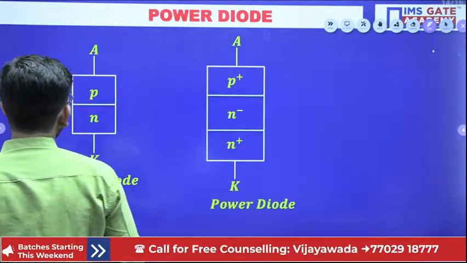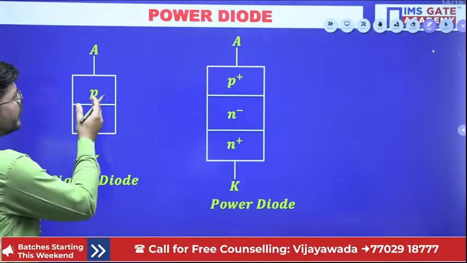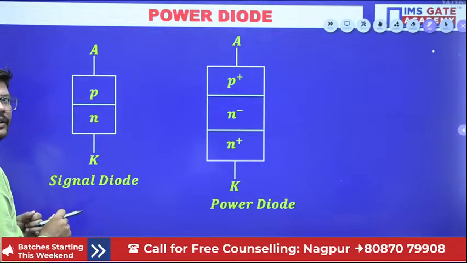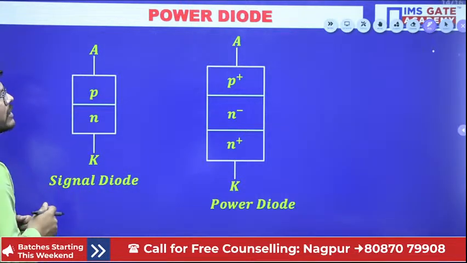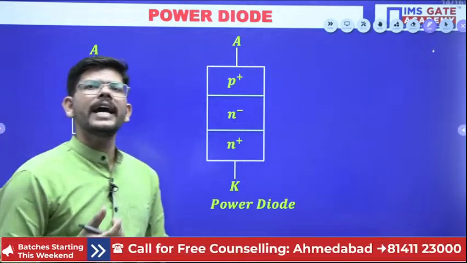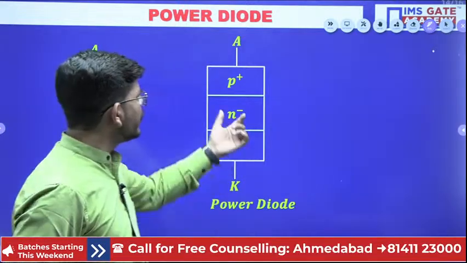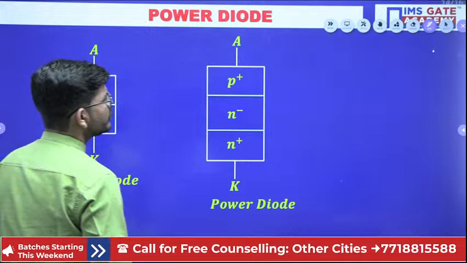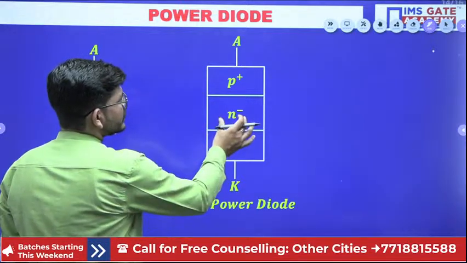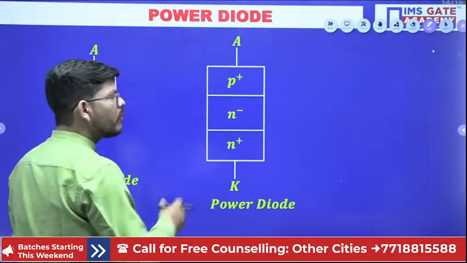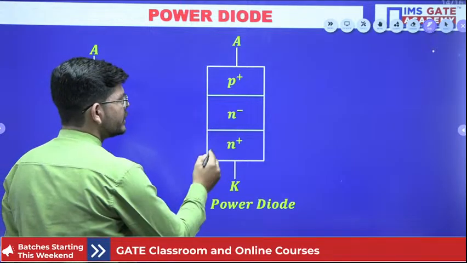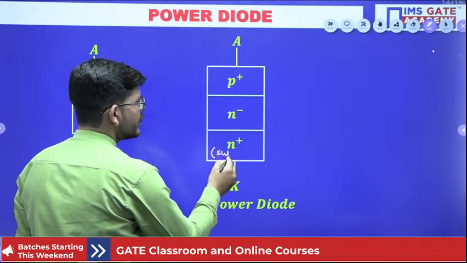Just see, in a normal signal diode we have only P and N type wafer combined together, isn't it? Now it has a very low voltage, current and power rating. But when it comes to the power diode, can you see here, there is an extra layer N-1 imposed between the P and N layer. This layer is called the substrate.